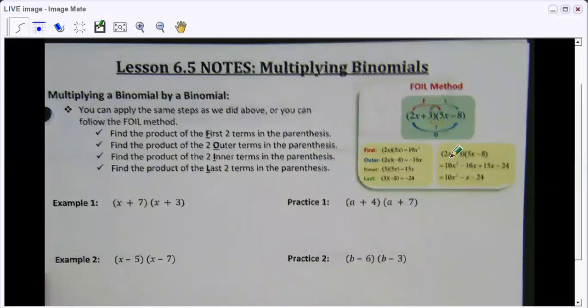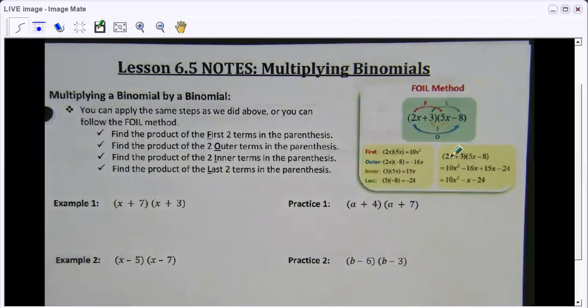Today we're working on lesson 6.5, which is multiplying binomials. Really, all this lesson is the distributive property over and over. Okay, so I am going to go over one of the methods that people use. I really don't like this method, but sometimes it'll help you until you get used to distributing.